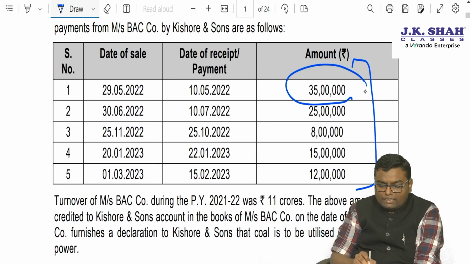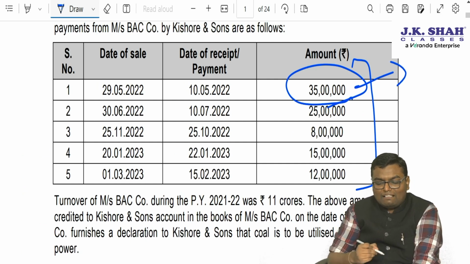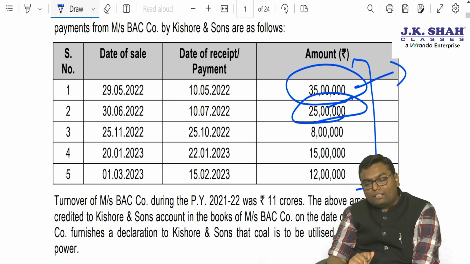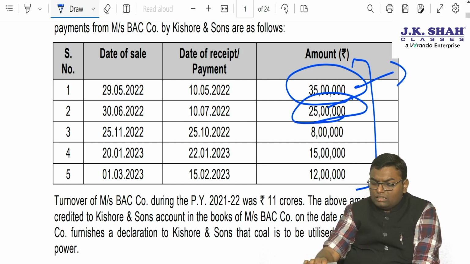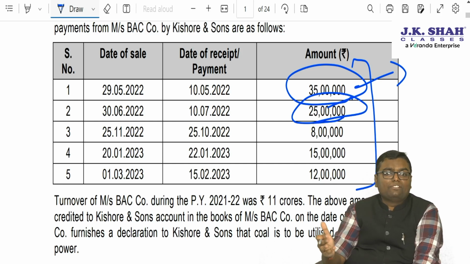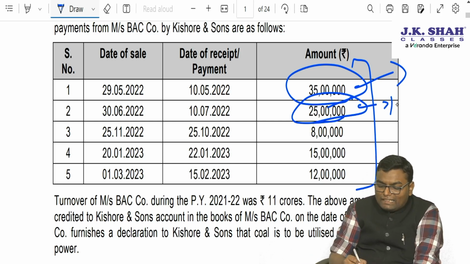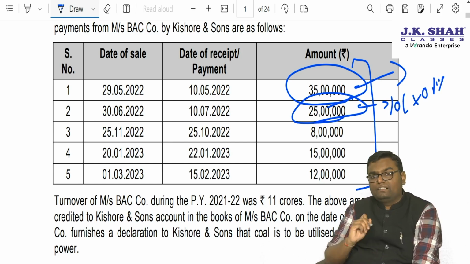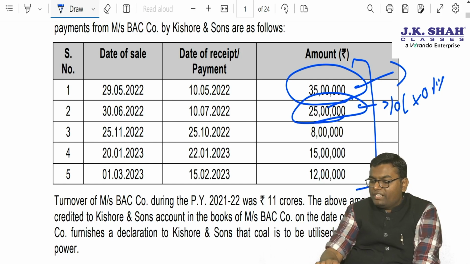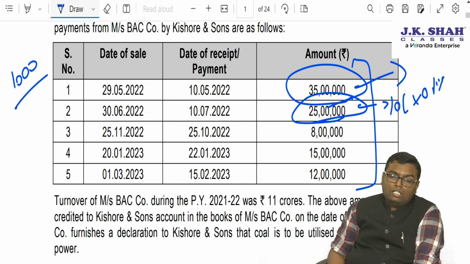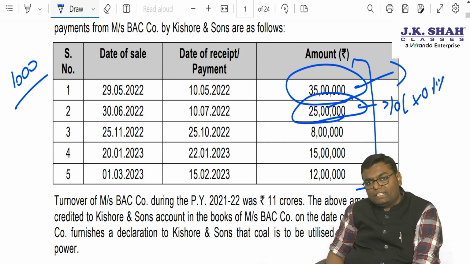So, the first transaction is 35 lakh. Can I say no TDS because it is less than 50 lakh? Second transaction is 25 lakh. Now see, 35 lakh plus 25 lakh aggregating to 60 lakh, which means it exceeds 50 lakh. Deduct 50 lakh from 60 lakh. Only on the balance 10 lakh rupees will we deduct TDS, at the rate of 0.1%. So 10 lakh into 0.1%, the TDS will be rupees what? 1,000. 1,000 rupees of TDS will be deducted.